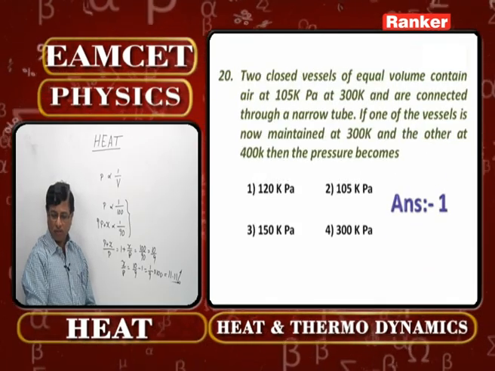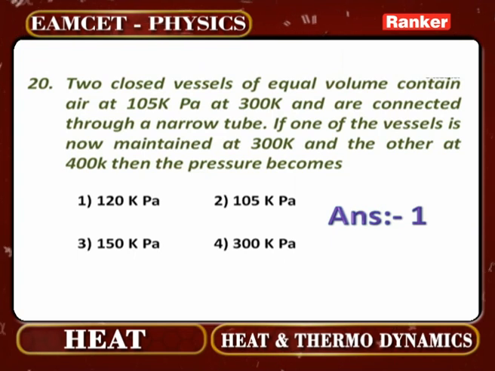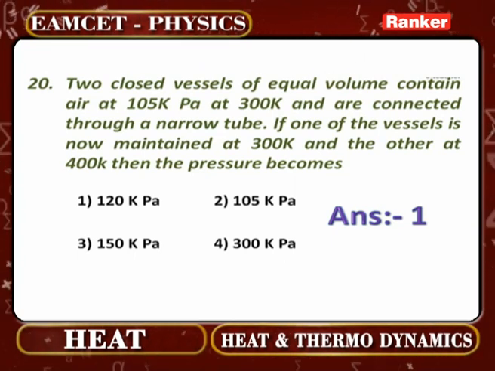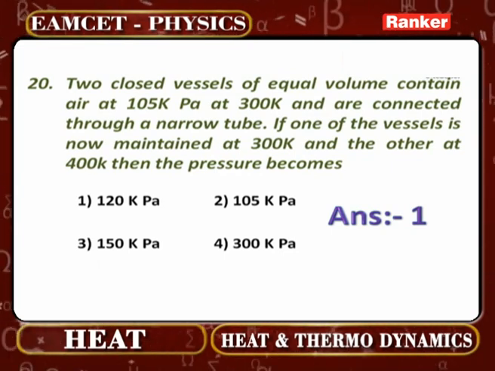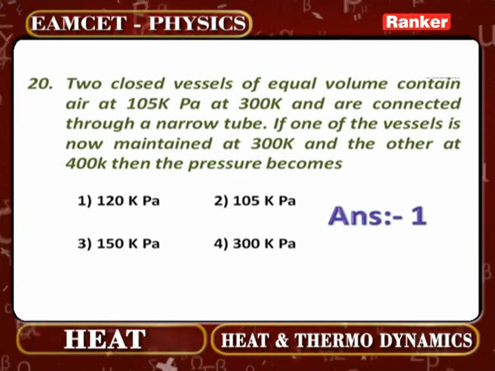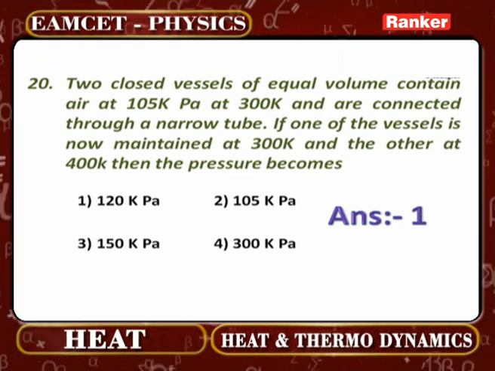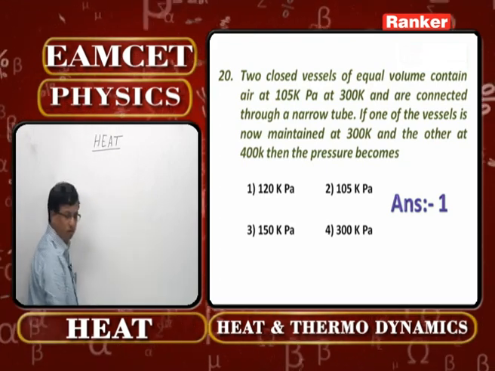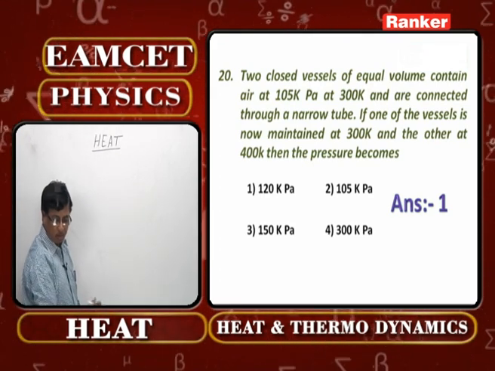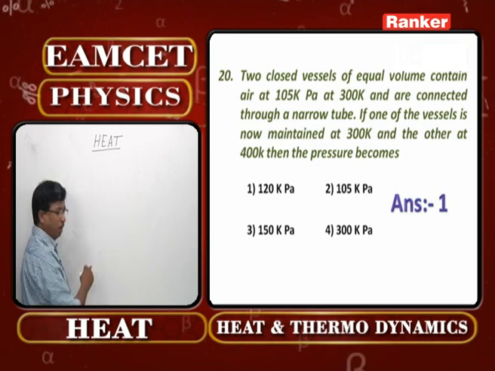Two closed vessels of equal volume contain air at 105 kilopascal and 300 Kelvin, and are connected through a narrow tube. If one of the vessels is now maintained at 300 Kelvin and the other at 400 Kelvin, then the pressure becomes how much? Look carefully, apply the concept of the gas equation over here. Pressure is given, the temperature is also given, volume is also given.